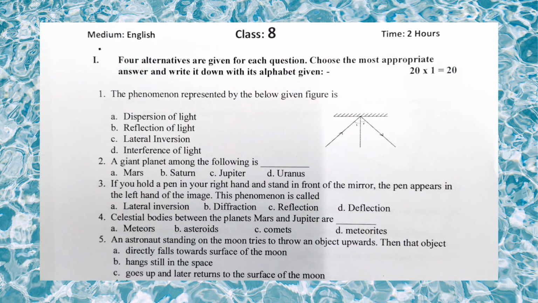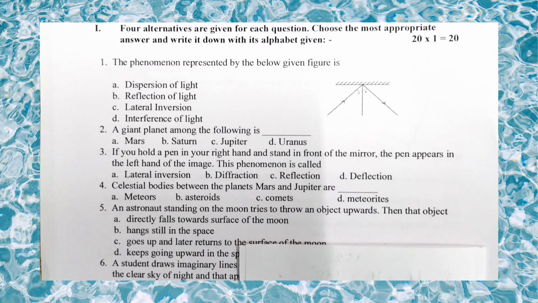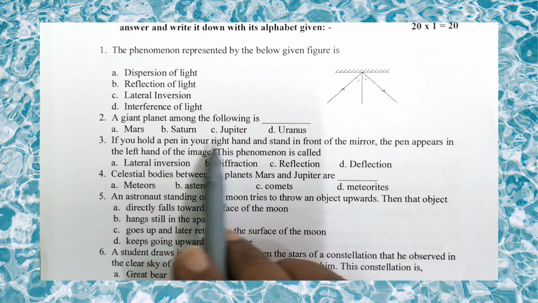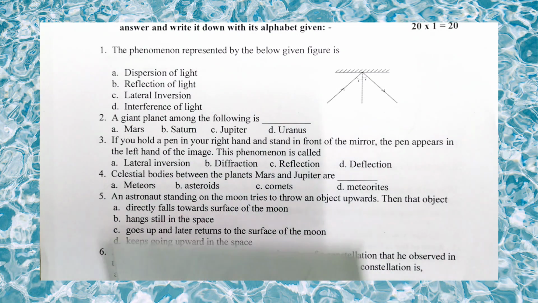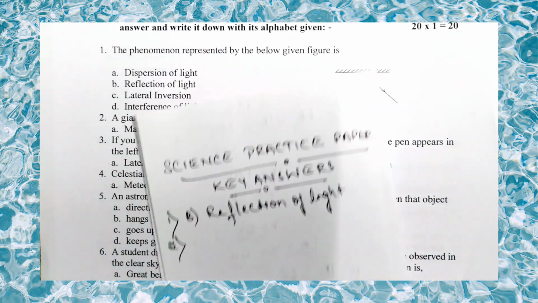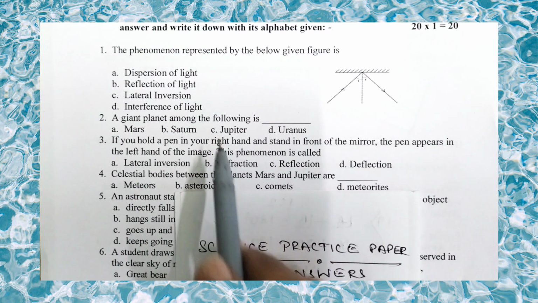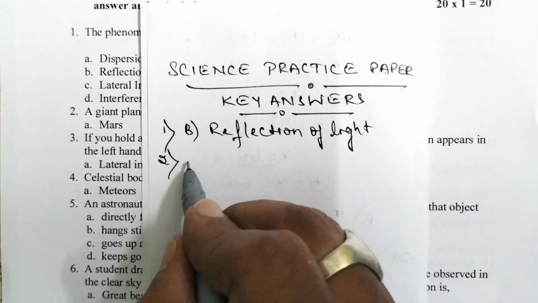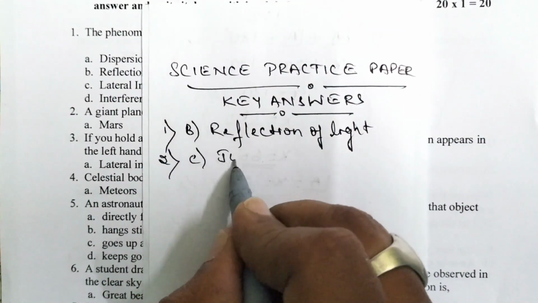The second question is: a giant planet among the following, that is, which is the biggest planet in the solar system: Mars, Saturn, Jupiter, Uranus. Among these four, the right answer is option C, Jupiter.